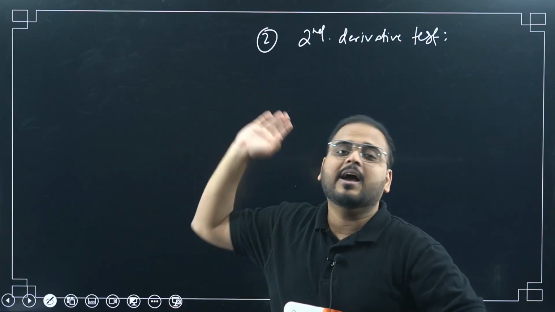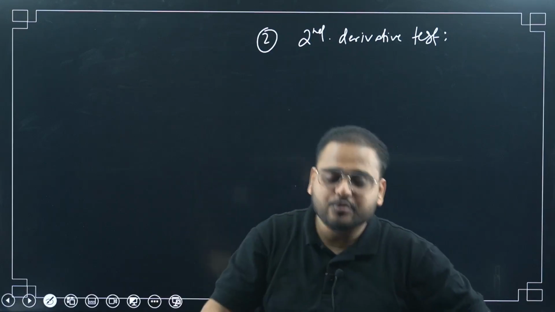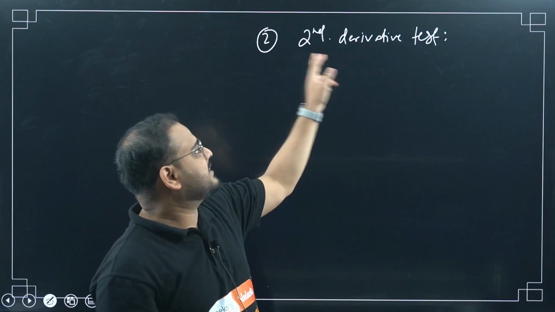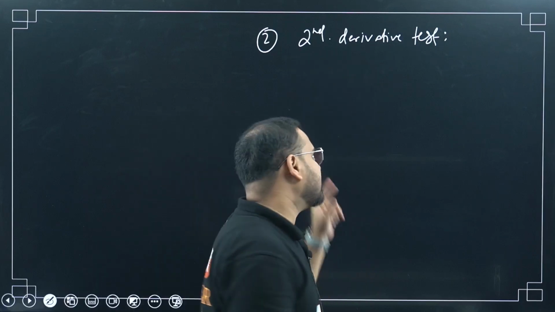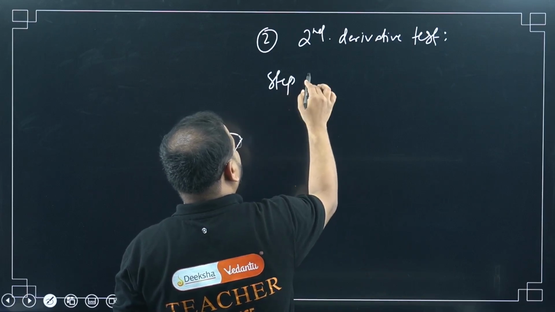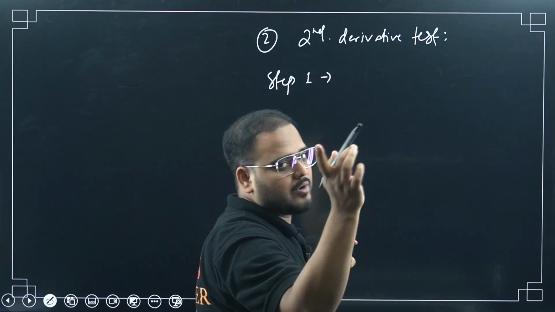Then comes the helper boy. What is the helper boy? It will help you solve any question in seconds. It is the second derivative test. How will you do it? As the name suggests, step 1 remains unchanged.